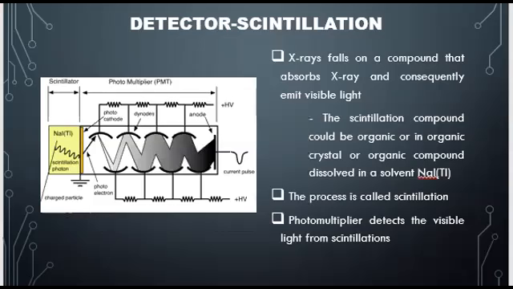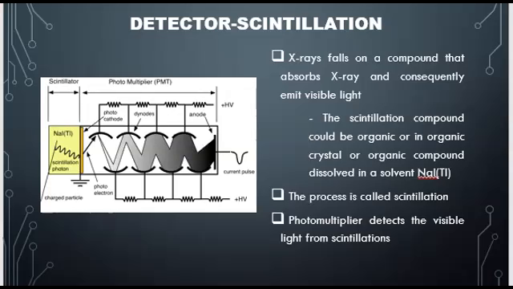During the actual detection, the X-rays are absorbed by a compound that emits visible light. This process is called scintillation. The scintillation compound can be an organic or inorganic crystal, or an organic compound dissolved in a solvent, or sodium iodide activated with thallium.